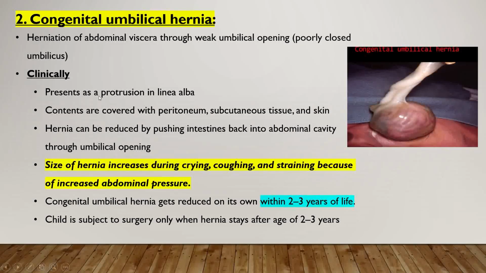So clinically it is presented as protrusion in linea alba, and the contents are covered with peritoneum, subcutaneous tissue and skin, and the hernia can be reduced by pushing intestine back into abdominal cavity through umbilical opening. Size of hernia increases during crying, coughing and straining because of increased intra-abdominal pressure. Congenital umbilical hernia gets reduced on its own within 2 to 3 years of life, and the child is subjected to surgery only when the hernia stays after the age of 2 to 3 years.